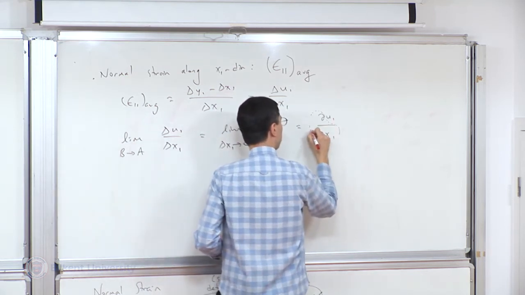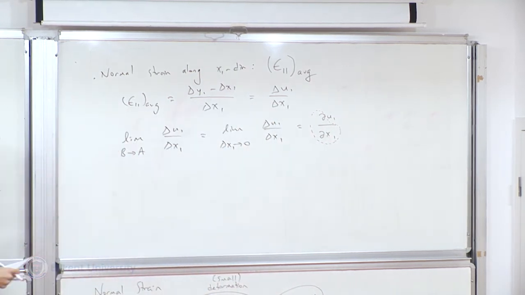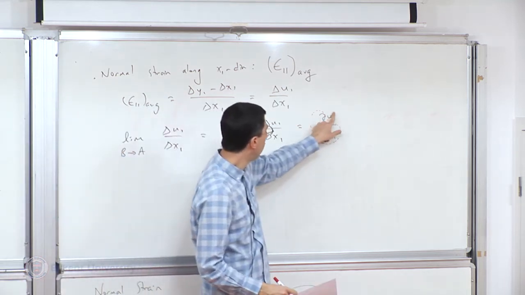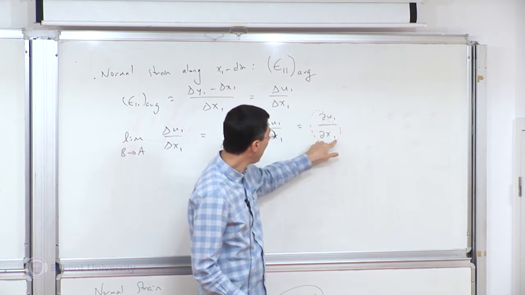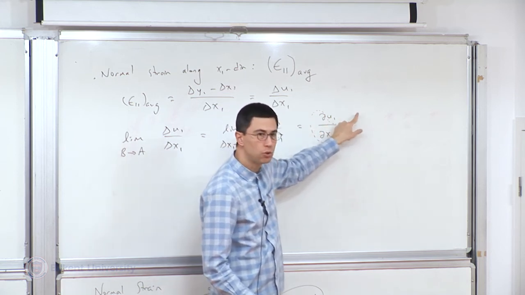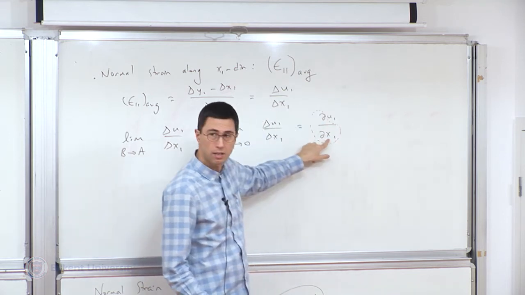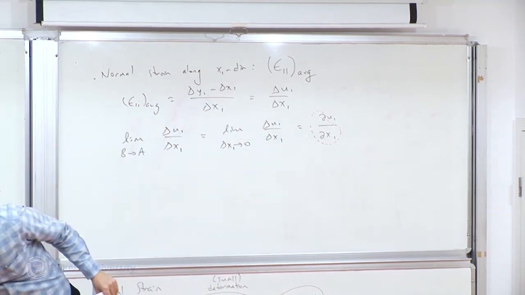Notice that I'm using a partial derivative notation and not an absolute derivative because u1 is a function of position. It depends not only on x1, but on x2, x3, and it also depends on time. So the derivative I'm taking is with respect to x1. It's a partial derivative only. Okay.